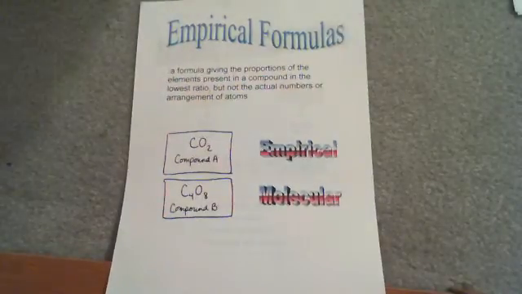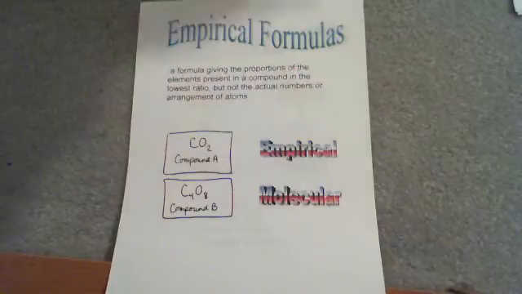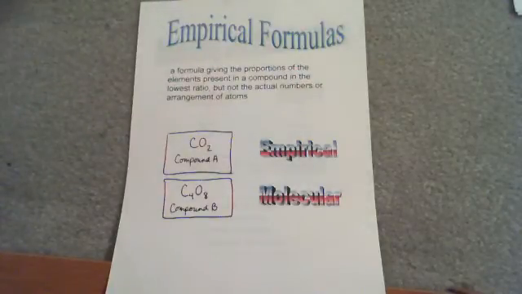Empirical formulas. If one knows the percentage composition of a compound, then the empirical formula can also be determined. This is a formula giving the proportions of the elements present in a compound in the lowest ratio, but not the actual numbers or arrangement of atoms. It is the simplest, most reduced form of a compound, and is often different from the molecular formula, which is the actual formula of a compound based on molecular weight.